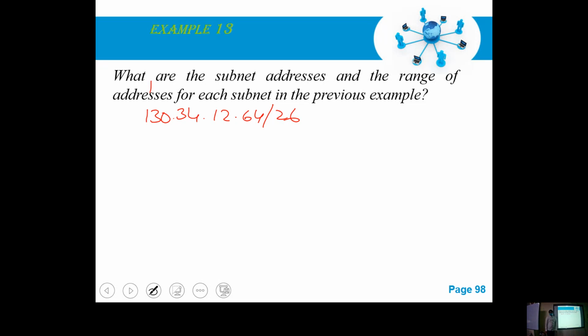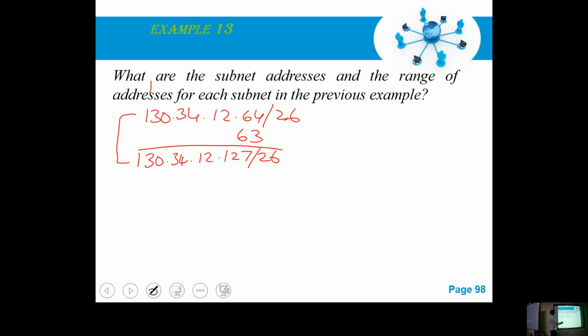To get the last address, what we need to do? Number of addresses minus 1 we need to add. Number of addresses is 2 power 6, which means 64. So we need to add 63. If I add 63 to this, I'll get 130.34.12.127 by 26. So this is the group I have, and I need to make total 4 groups out of it.